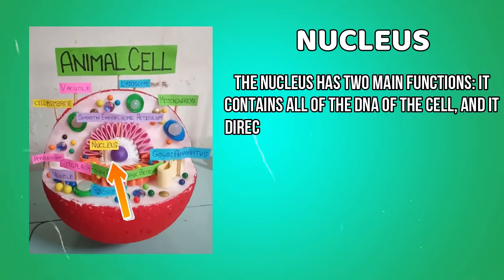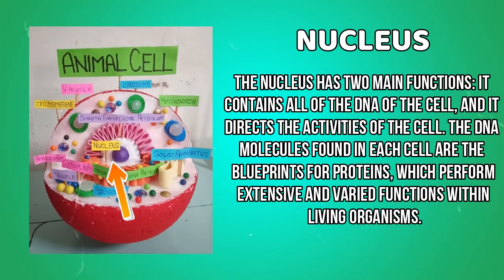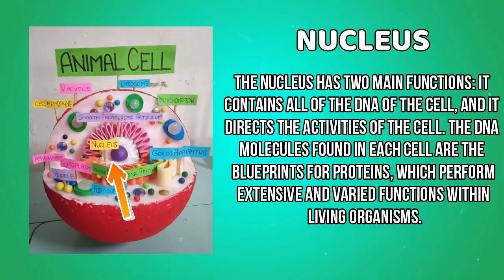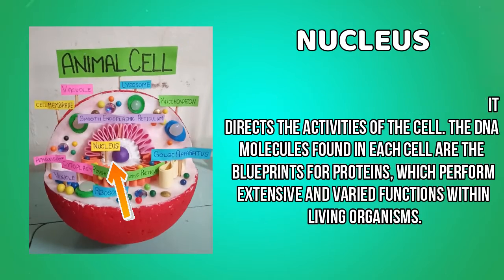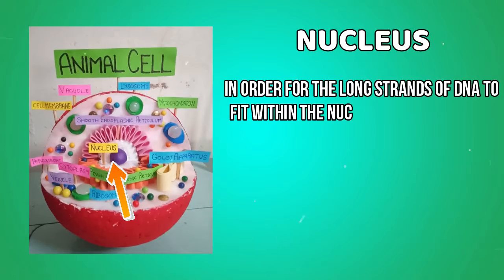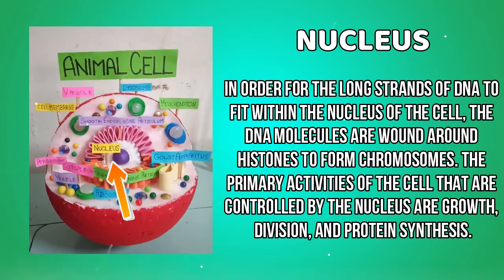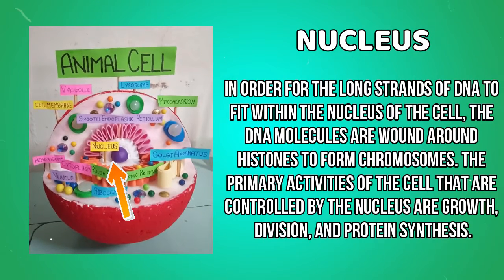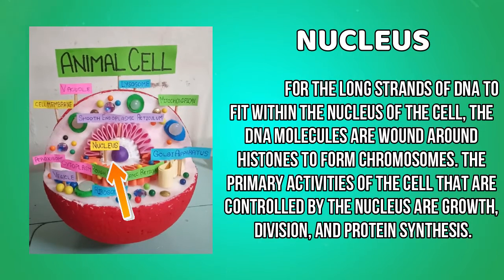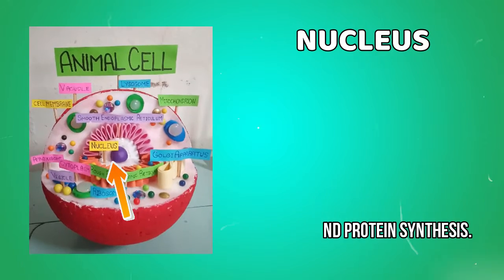The nucleus. The nucleus has two main functions. It contains all of the DNA of the cell and it directs the activities of the cell. The DNA molecules found in each cell are the blueprints for proteins, which perform extensive and varied functions within living organisms. In order for the long strands of DNA to fit within the nucleus of the cell, the DNA molecules are wound around histones to form chromosomes. The primary activities of the cell that are controlled by the nucleus are growth, division, and protein synthesis.